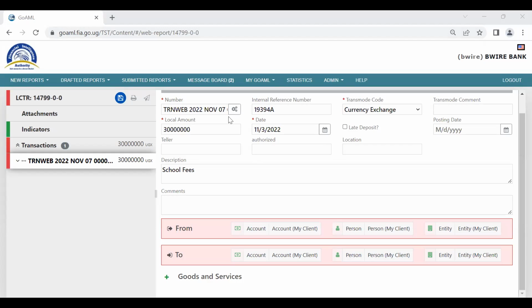How do we upload the automated report of Blueprint to goAML? Like I said, you can contact Patrick for that, and they will assist you.